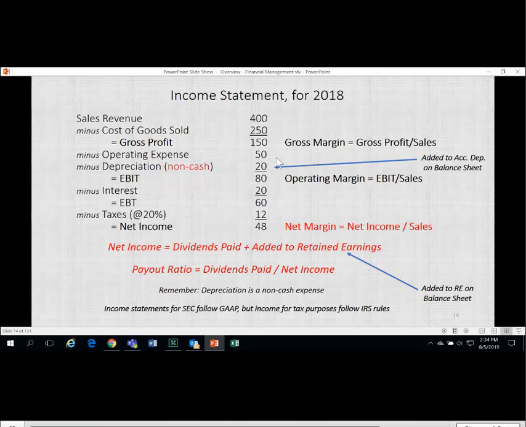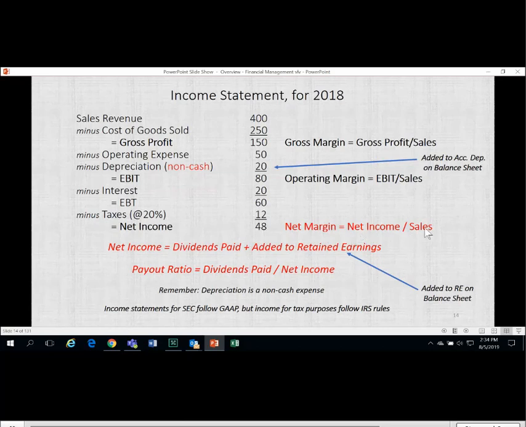Next, we subtract operating expenses and depreciation, and we get something called EBIT, earnings before interest and taxes. And we use EBIT to define operating margin, which is EBIT divided by sales. It's $80 of EBIT divided by the 400 in sales. Next, we subtract interest and we subtract taxes to get net income. Net income is used to define net margin, being net income divided by sales.